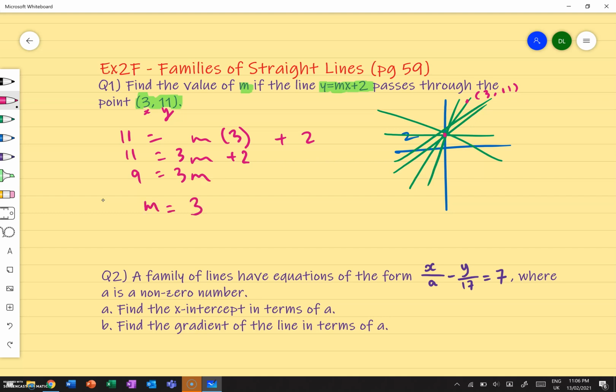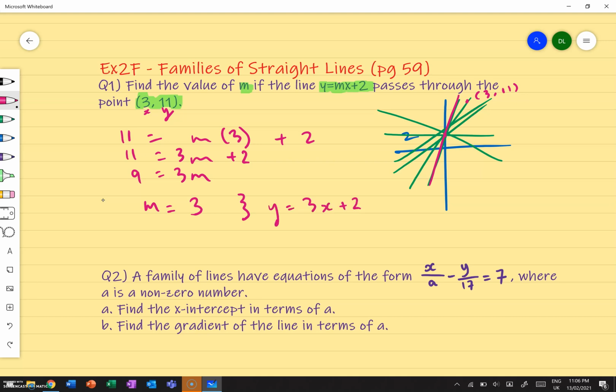And so I know my gradient is 3, which does match our picture right here, where our gradient is quite positive. Okay, so the actual equation, now it's not part of the question, would be y equals 3x plus 2.